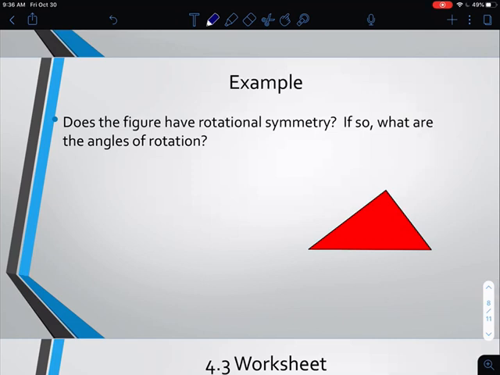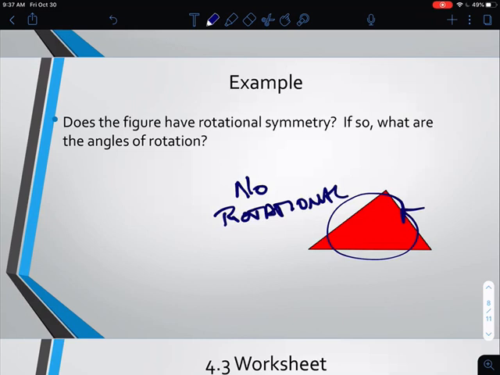For our last example, we have this triangle here. Now, as far as this triangle is concerned, if we put our pen or pencil right in the middle of it and start to spin, we're going to go all the way around the figure and never see that triangle again. It's going to have to go all the way back to the original to get this exact same triangle back. And so if that ever happens where you have to spin all the way around before you get the same figure back, then this does not have rotational symmetry. So you would say there's no rotational symmetry for this particular object.